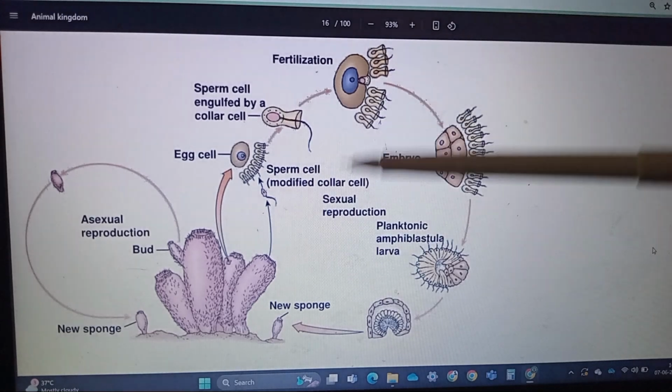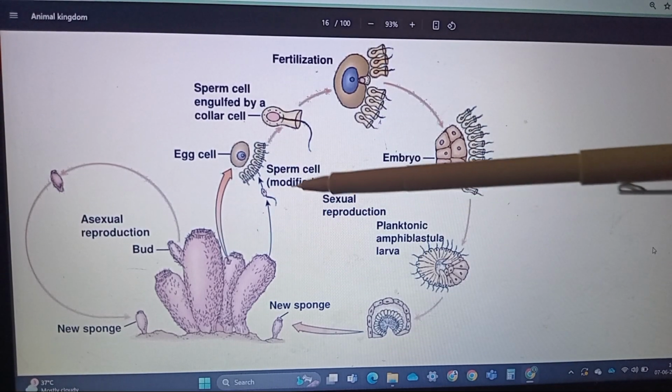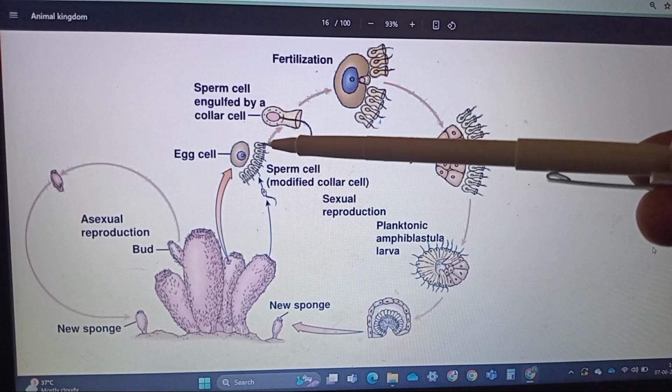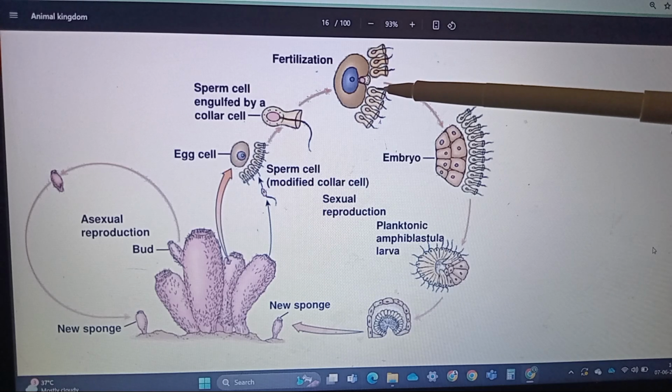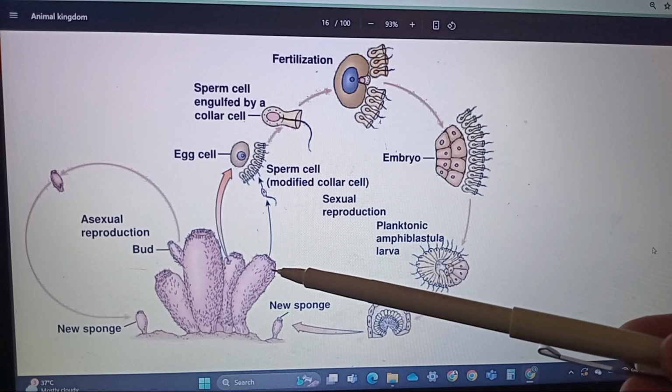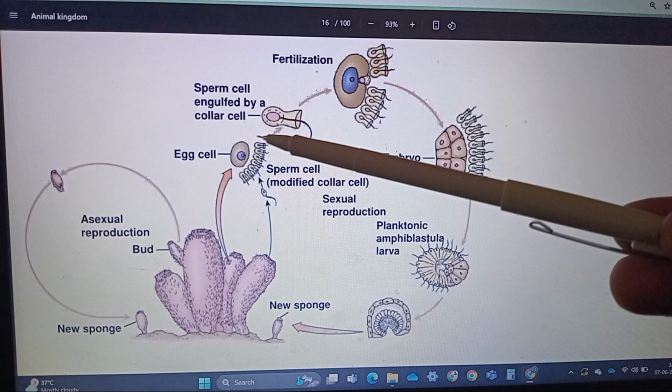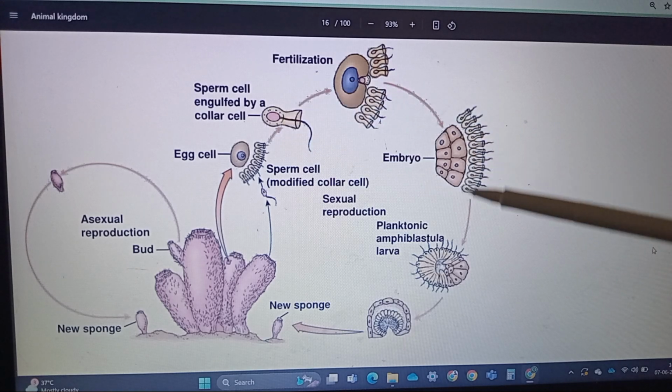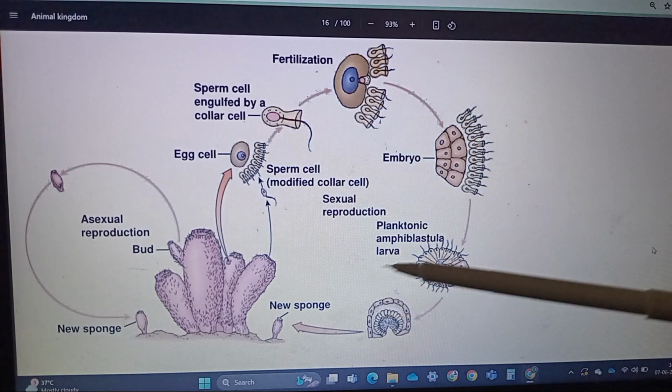During sexual reproduction, there is internal fertilization and the sexes are not separate. There is internal fertilization and development is indirect with a larval stage.